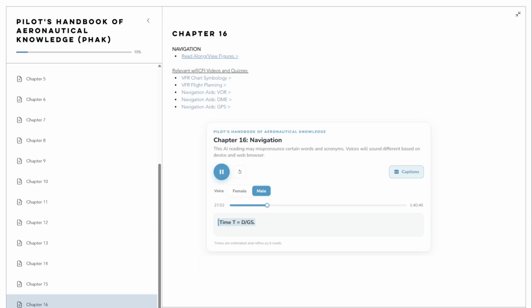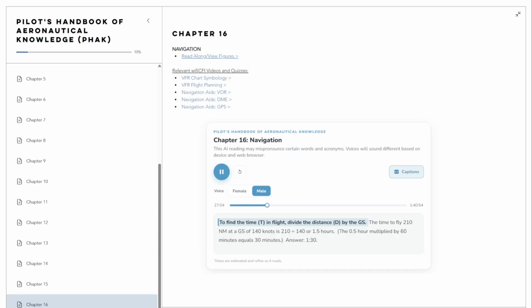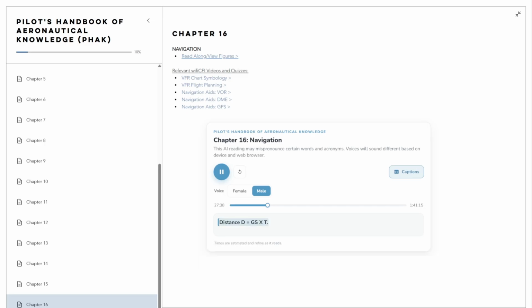Time, t, equals d divided by GS. To find the time, t, in flight, divide the distance, d, by the GS. The time to fly 210 NM at a GS of 140 knots is 210 divided by 140 or 1.5 hours. The 0.5 hour multiplied by 60 minutes equals 30 minutes. Answer: 1 hour 30 minutes.